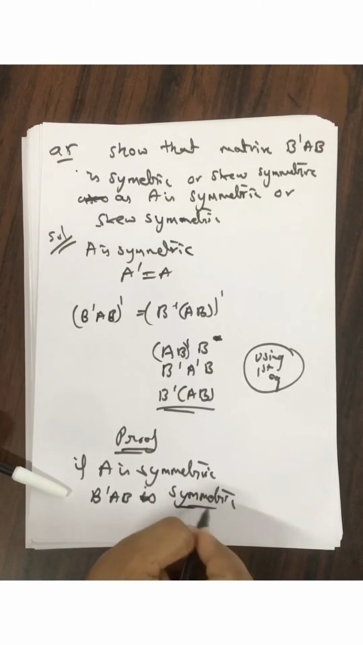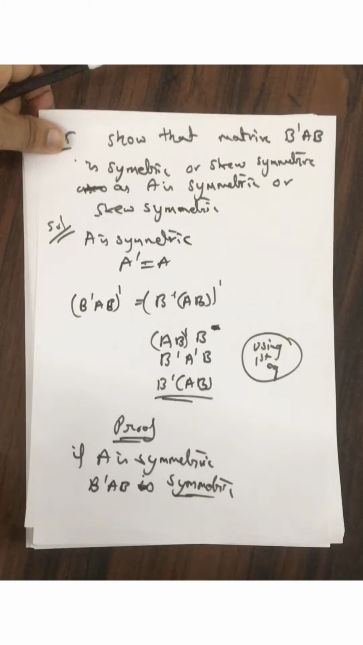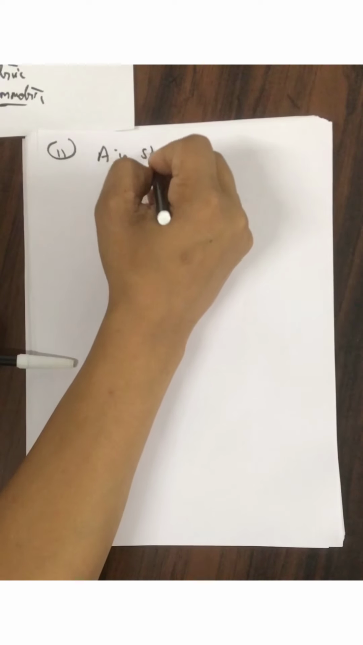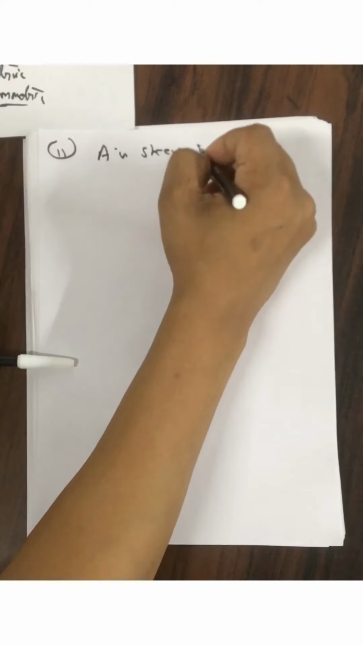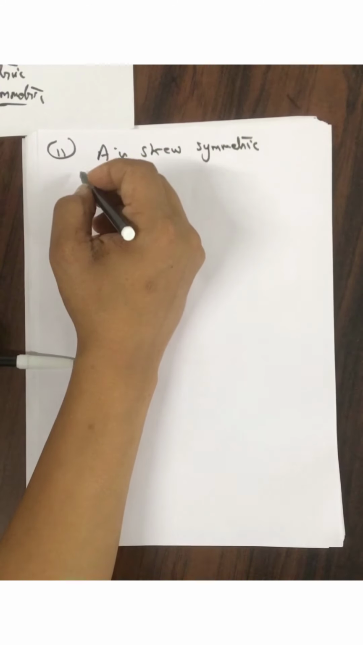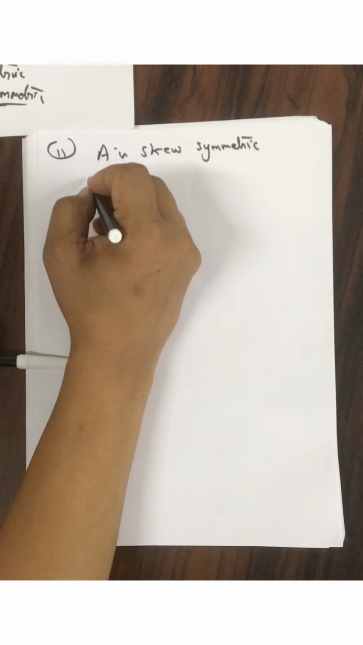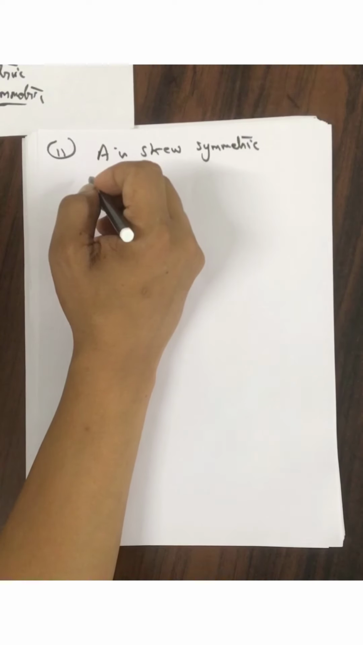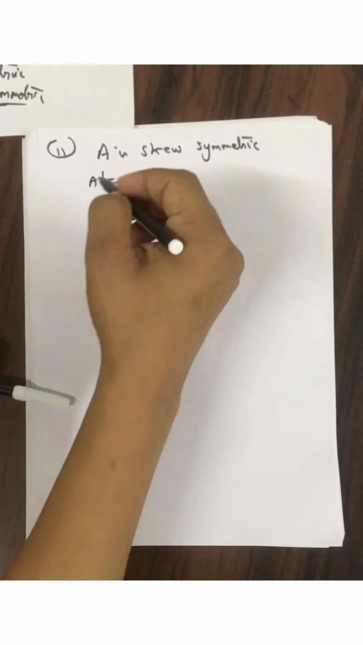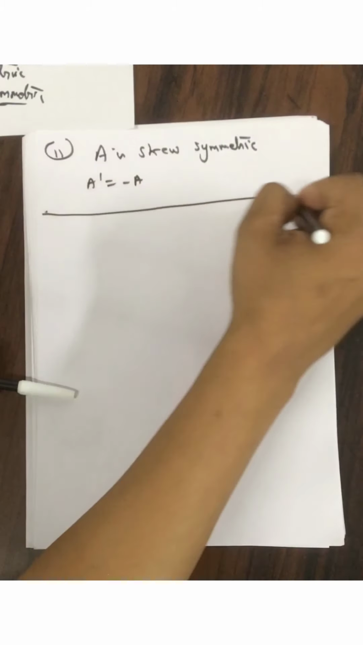So we can do the other part also. The second part is about the skew symmetric. Second part says that if A is skew symmetric, then what happens? Then A dash will be equal to minus A, and similarly you can do it. Okay, same process. All right, easily you can do it.